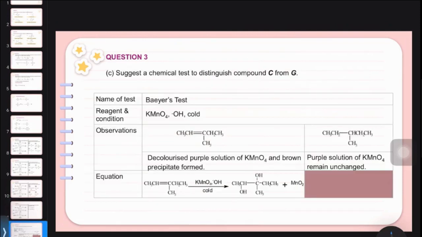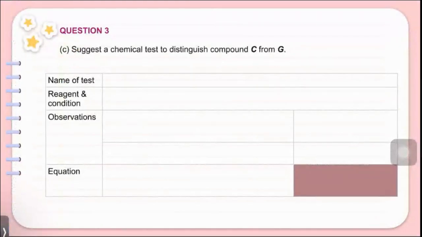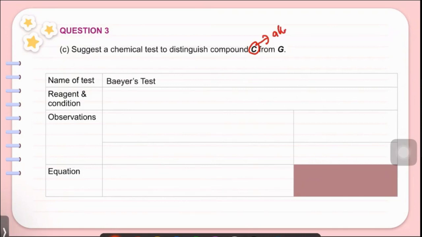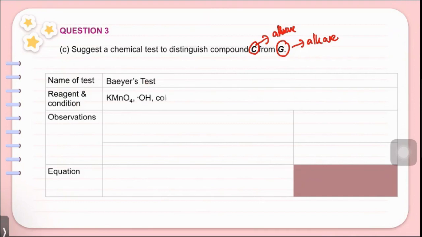So how we need to distinguish compound C from G? So C adalah alkene and then G adalah alkane. Okay, so suggestion di sini kita menggunakan Baeyer's test. Okay, so apa reagent untuk Baeyer's test? KMnO4, OH- dan conditionnya adalah cool. Okay, and then apa observation yang kita dapat?